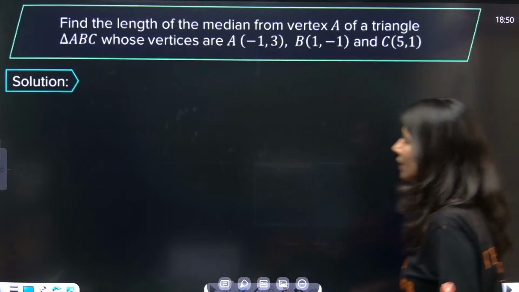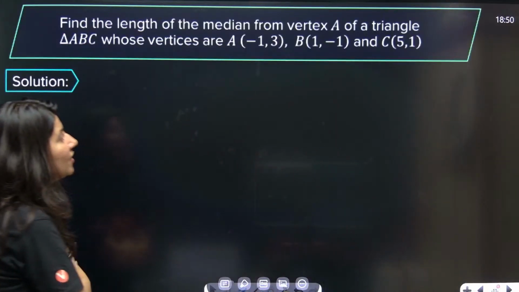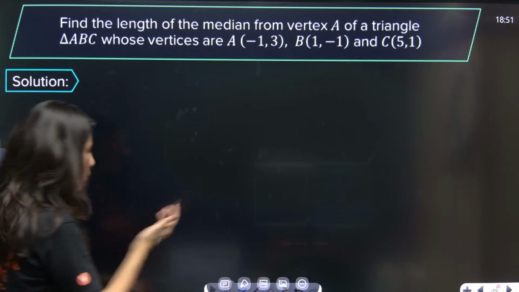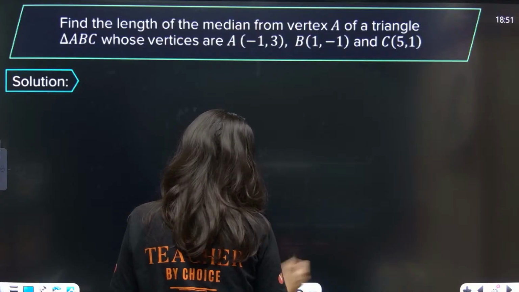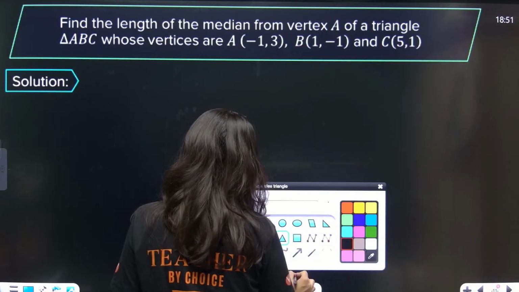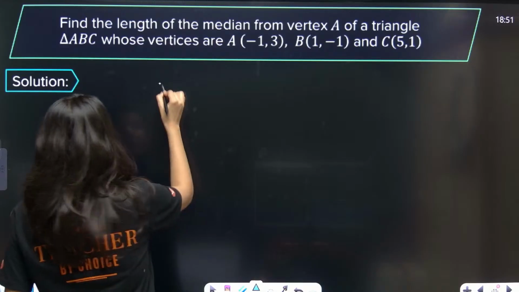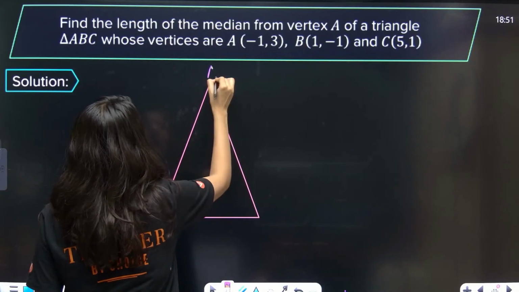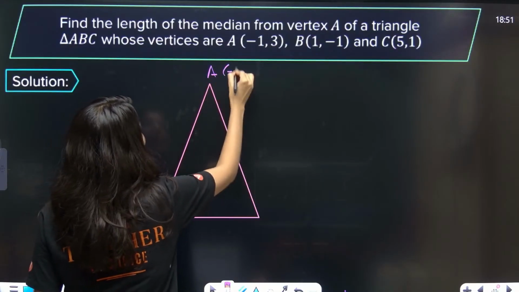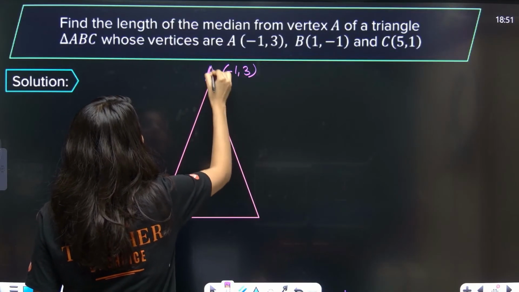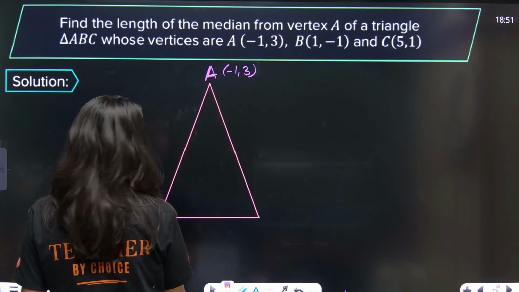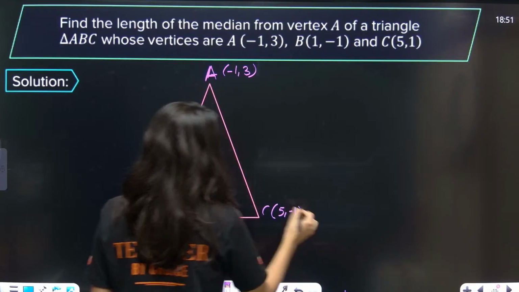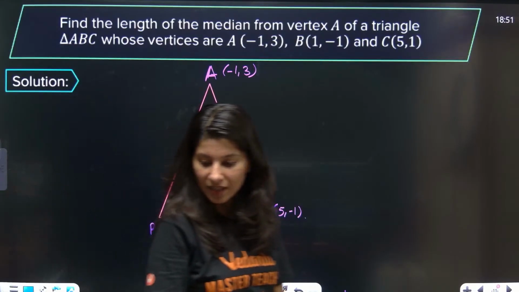Let's start with the question. Find the length of the median from vertex A of a triangle ABC whose vertices are given. Whatever the question is, please make a habit of plotting the diagram. Make a habit of plotting the diagram, only then you will be able to solve it. So A point is -1, 3. B point is 1, -1 and C point is 5, -1. Correct? A, B, C, all the coordinates are given to you.